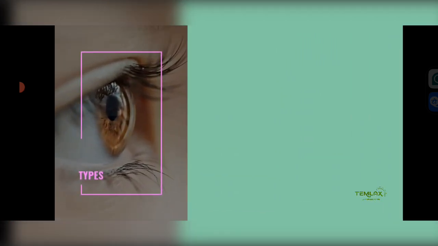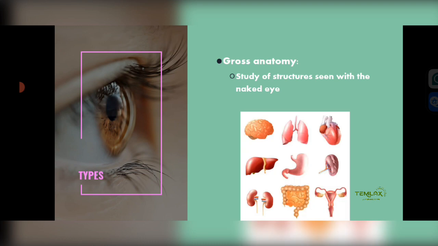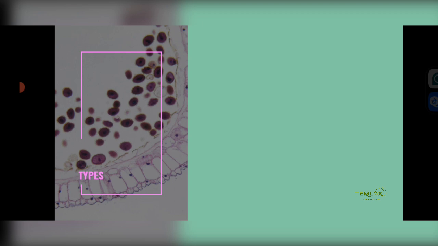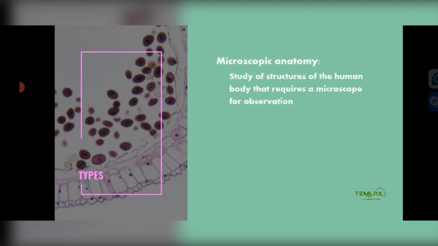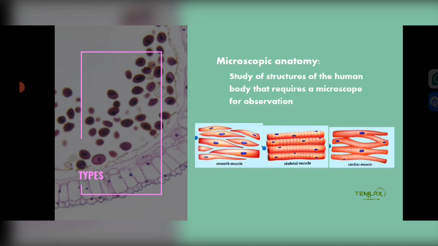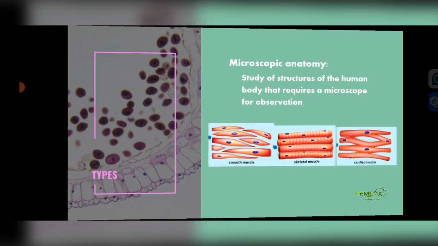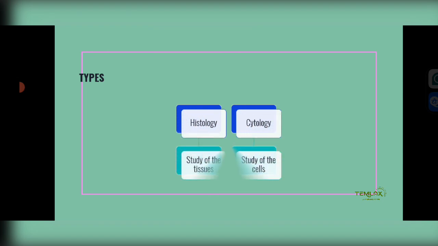Now let's look at classifications based on structure. We have the gross anatomy, and this is a study of structures that can be seen with naked eyes, such as gross anatomy of the head, of the neck, of the lower limbs, of the upper limbs, of the kidney, liver, lungs, and all. We also have the microscopic anatomy. And microscopic anatomy is the study of structures that can't be seen with the naked eyes and requires a microscope. And there are two types of microscopic anatomy. We have histology, which is the study of tissues, and cytology, which is the study of cells.